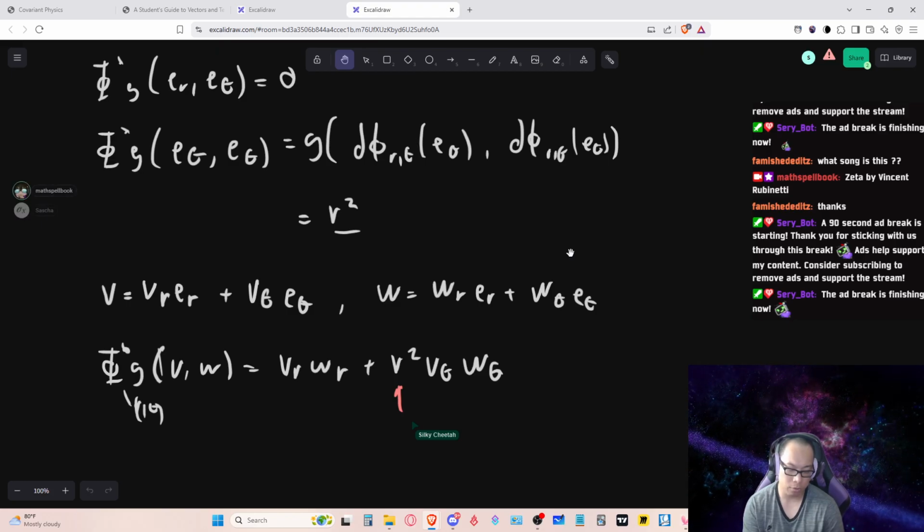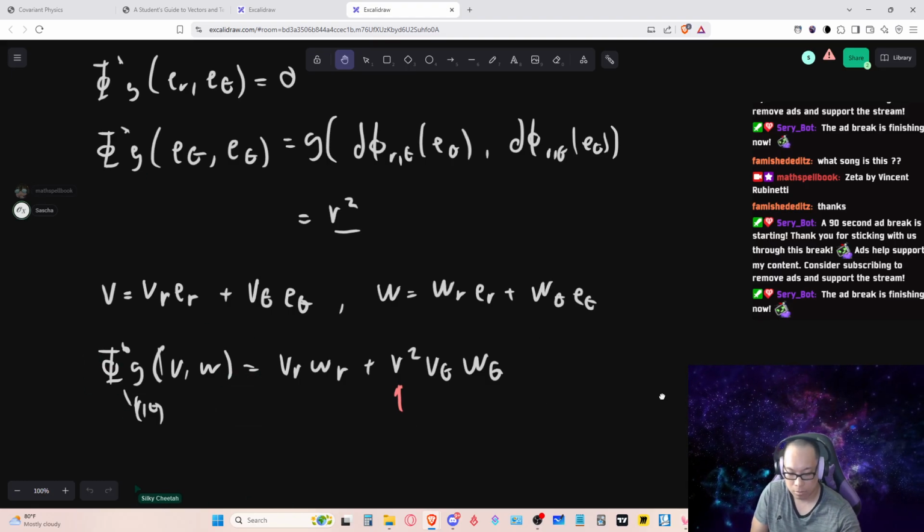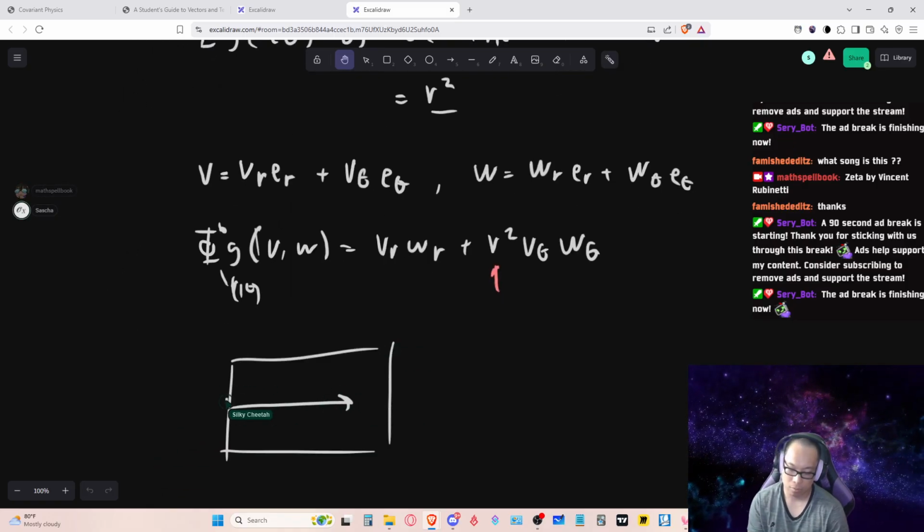So the r square in this case is sort of like the scalar that adjusts for the change that theta is going to create for r. So if, for example, maybe I can write the plane here. So we have r here and we have theta here. So the drawing is not bad.